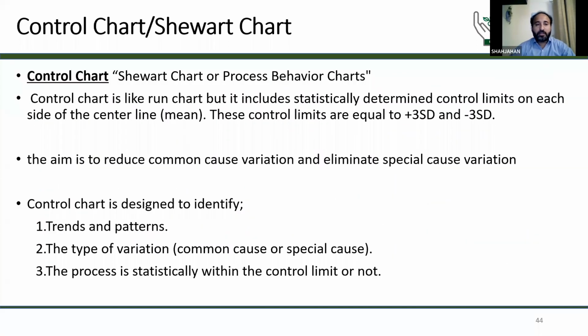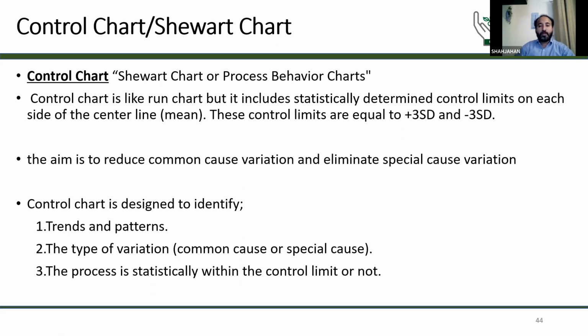Now the next chart is the control chart, also known as the Shewhart chart. So these two names are also very important. Sometimes in the question they are asking control chart, sometimes they are asking Shewhart chart. Also control chart, Shewhart chart, or process behavior chart. A control chart is like a run chart, same as you saw before, but it includes statistically determined control limits on each side of the central line.